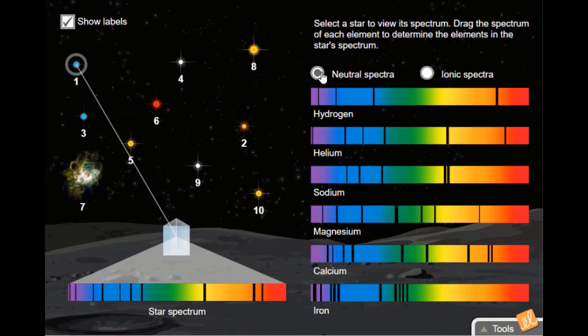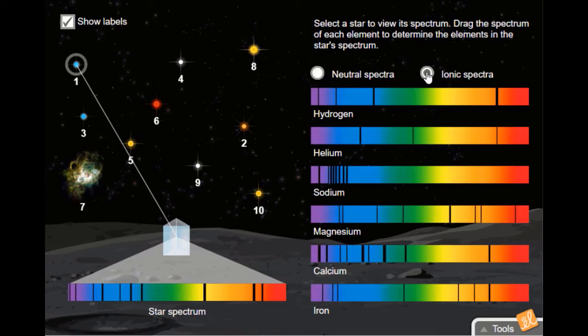Now we have two options here. We can look at the neutral spectra, which means that every element that's represented here is going to have an equal number of positive and negative particles, so an equal number of protons and an equal number of electrons. Or we can look at the ionic spectra, and you can see it's an ever so slightly different banding pattern, and that's when you have stripped or added electrons. Now in this case here, the hydrogen, the helium, the sodium, magnesium, calcium, and iron, every single one of these would become positively charged because you would rip off electrons from these. Let's start with the neutral spectra though.